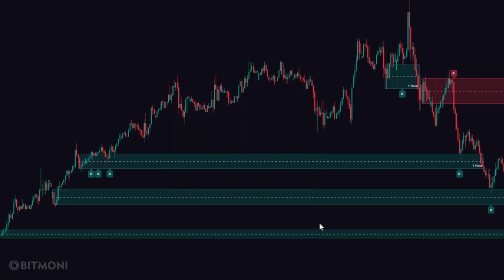Now that you have learned all the features and settings of this indicator, let's go over how to trade with it and make consistent profits. The strategy we will be using to trade with this indicator is based on 3 key things. First is the trend. You have to identify a clear trend, either bullish or bearish.